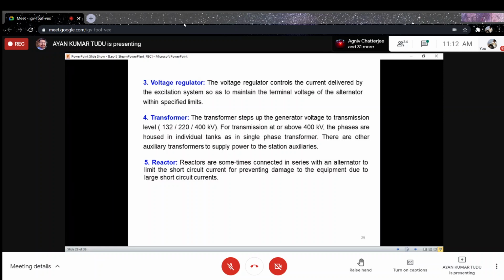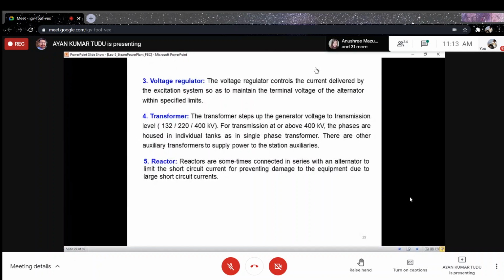Okay, due to large short circuit currents. So what is a reactor? A reactor is an iron core coil having very large inductive reactance as compared to its ohmic resistance.